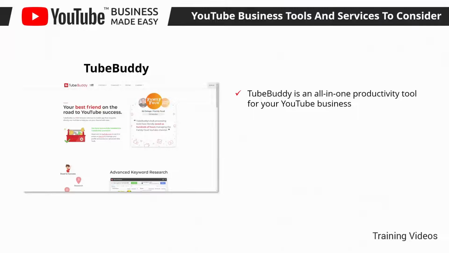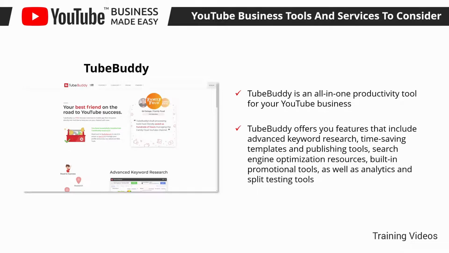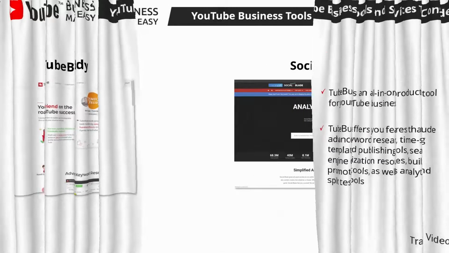TubeBuddy is an all-in-one productivity tool for your YouTube business. It can help you organize all your YouTube activities under a single dashboard, and it helps you understand your audience, to optimize your content, and to improve your SEO strategy. TubeBuddy offers you features that include advanced keyword research, time-saving templates and publishing tools, search engine optimization resources, built-in promotional tools, as well as analytics and split testing tools.